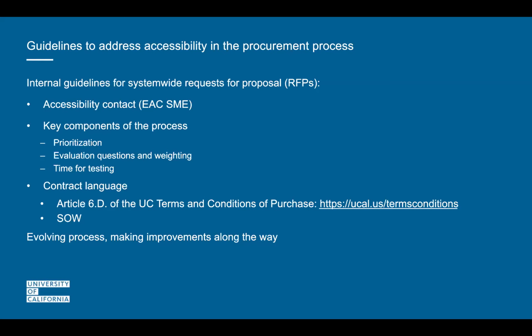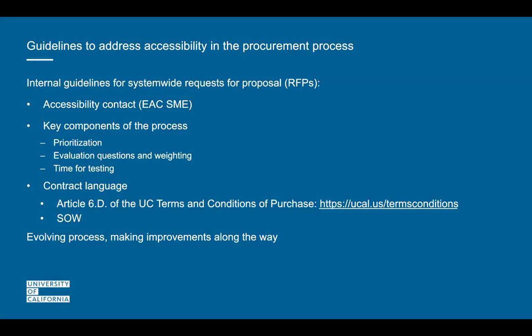So the contract language, Article 60, Joshua touched on some of these. Article 60 of the UC Terms and Conditions, there's a link to that also, which will be included in the resources after this. And then we also include language in the SOW that might include extra things that may be needed by some of the locations. And of course, this is an evolving process, making improvements along the way. Judy can go into a challenge that we've had in the past.